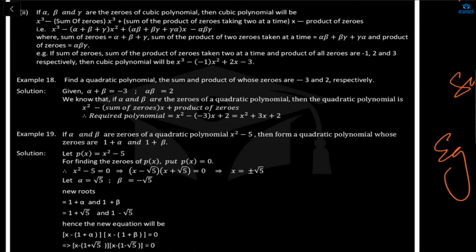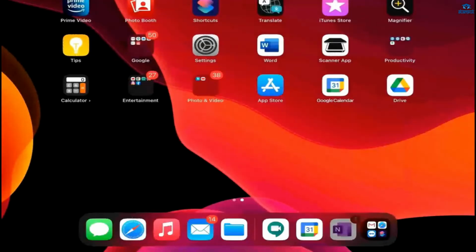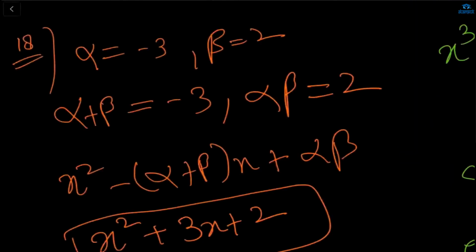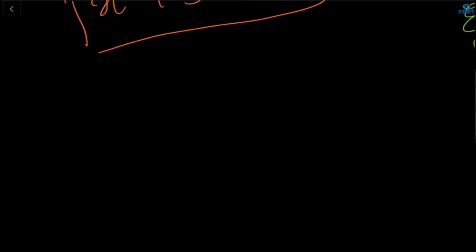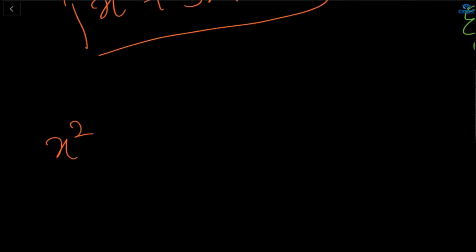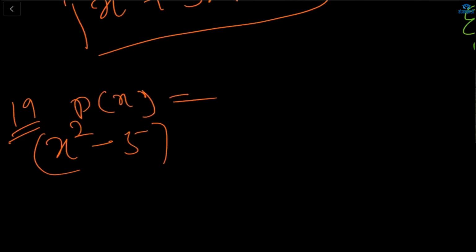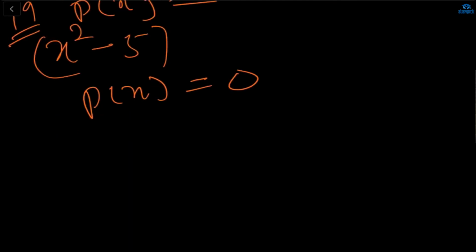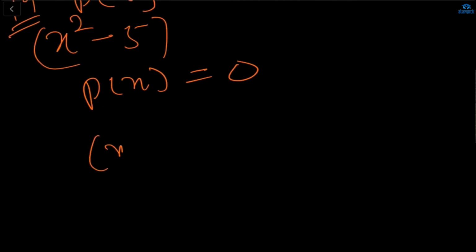If you need to find out the zero, then you are going to equate the whole polynomial to 0. Yeah? So, after equating this to 0, what will you do? Factor using a plus b, a minus b. Yeah, very good. So, p(x) is equal to x square minus 5. If you need to find the zero of the polynomial, you need to equate p(x) to 0. So it will be x square minus 5 is equal to 0.